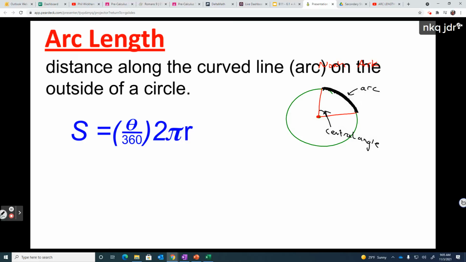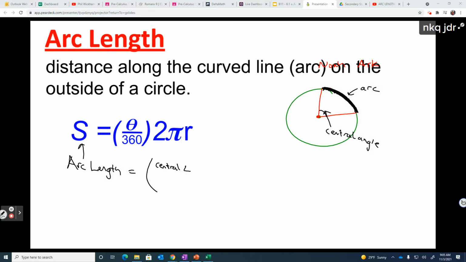So what do you think S represents? What are we trying to find? Yeah, it's the arc length, probably, right? So S is arc length. Equals, so theta, what do you think theta represents? It's angular something. Angle, right? So theta is the central angle.